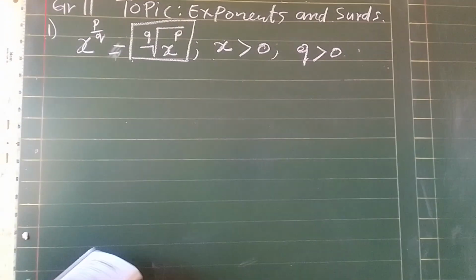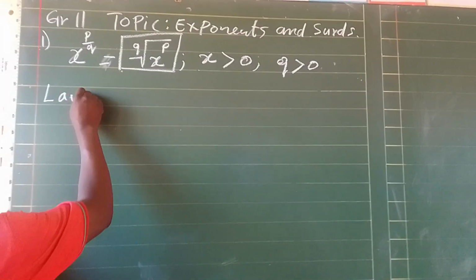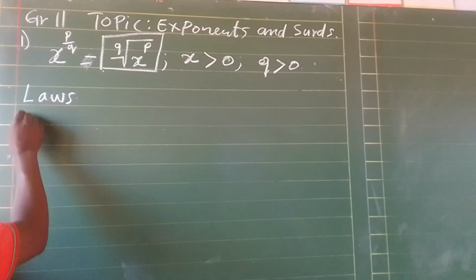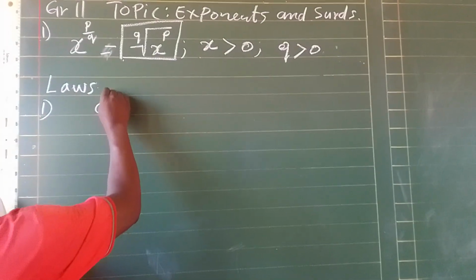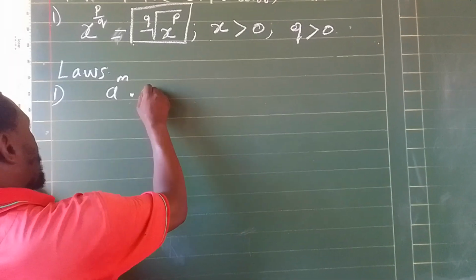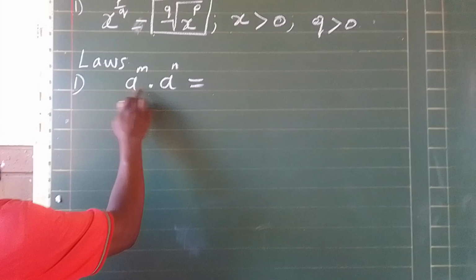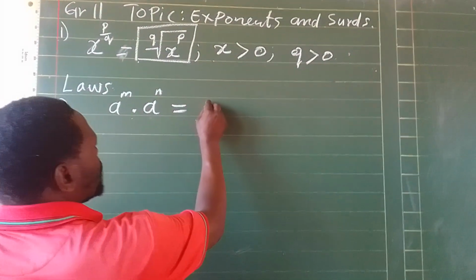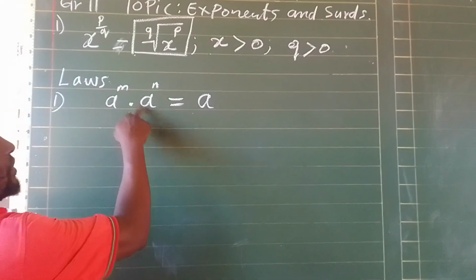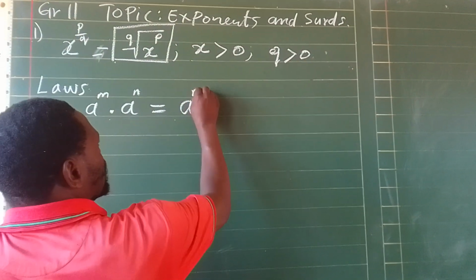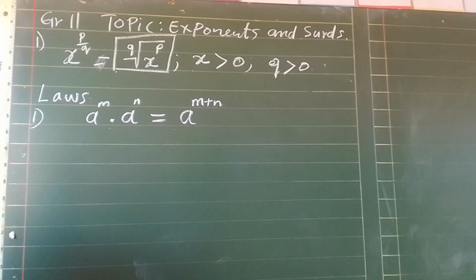But before we can get into it, let's start by saying we have laws. Let's check the laws. How many laws do we have? We have five. The first law says that a to the power m multiplied by a to the power n is equal to, if the bases are the same, you simply write the single base. When you multiply, you add the exponents. It is going to be a to the power m plus n. This is law 1.